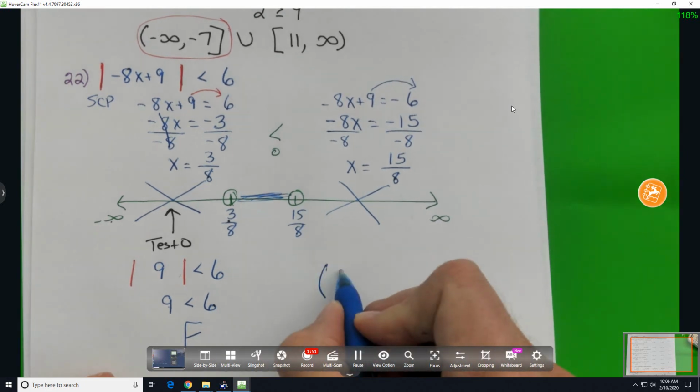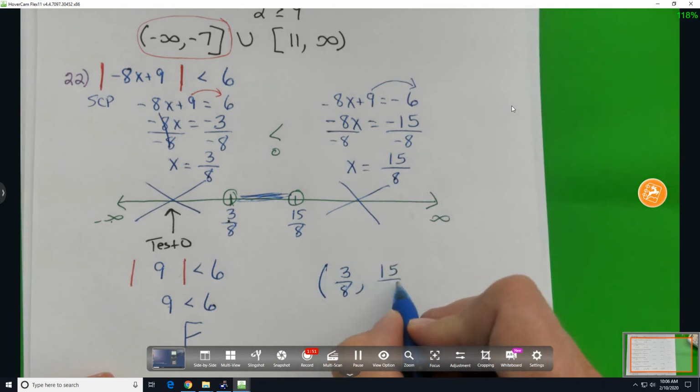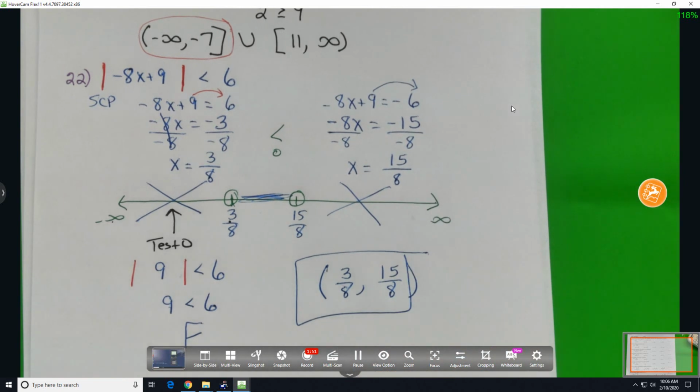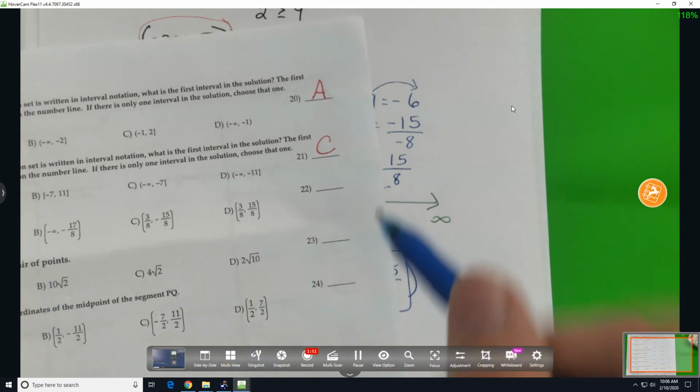So, parentheses 3 over 8, comma, 15 over 8. Let's see. D.